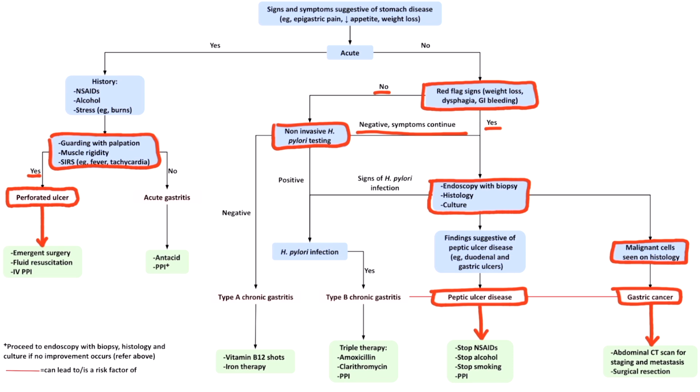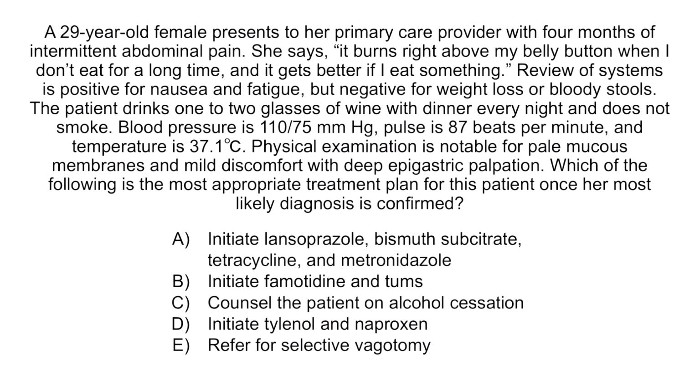It's also important to realize that many of these conditions are intimately intertwined. For example, a type B chronic gastritis due to H. pylori can lead to peptic ulcer disease, which can predispose a patient to gastric malignancy. Now let's tie this all together with a multiple choice question.